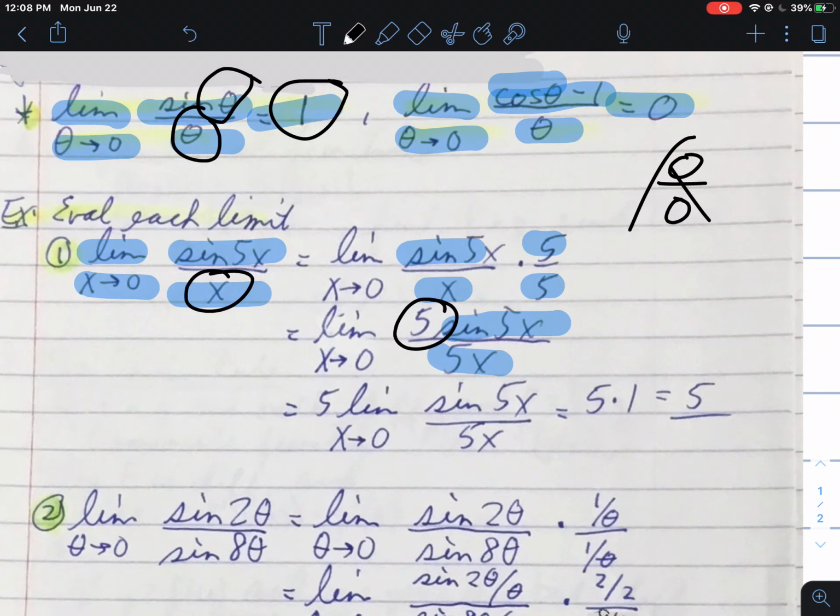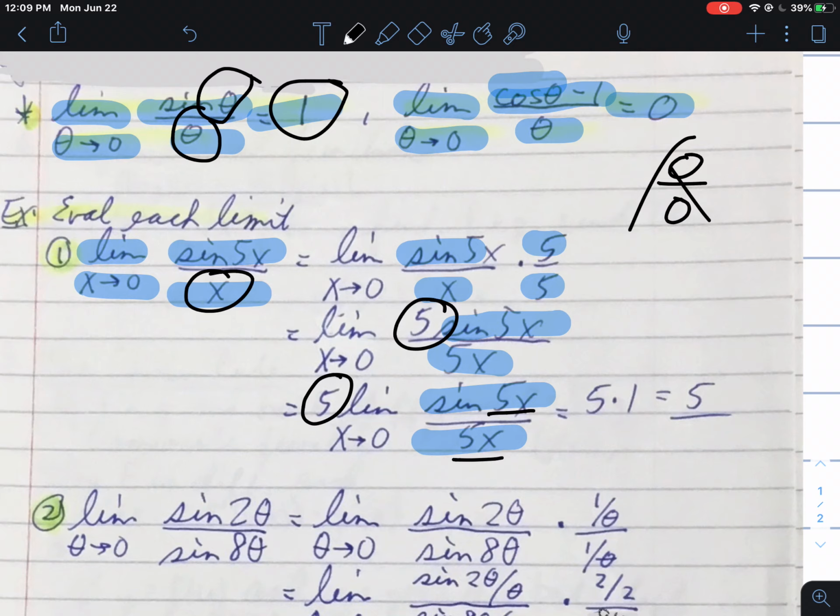The limit of a constant times a function is equal to the constant times the limit of the function. So I can just pull that 5 out. Now I've got the setup that I want. I've got the limit as x approaches 0 of 5x, sine 5x over 5x. As x approaches 0, what does 5x do? It also approaches 0. So it doesn't matter that I now have 5x instead of x there, as long as those are the same. Right? Because that approaches 0 as x approaches 0.